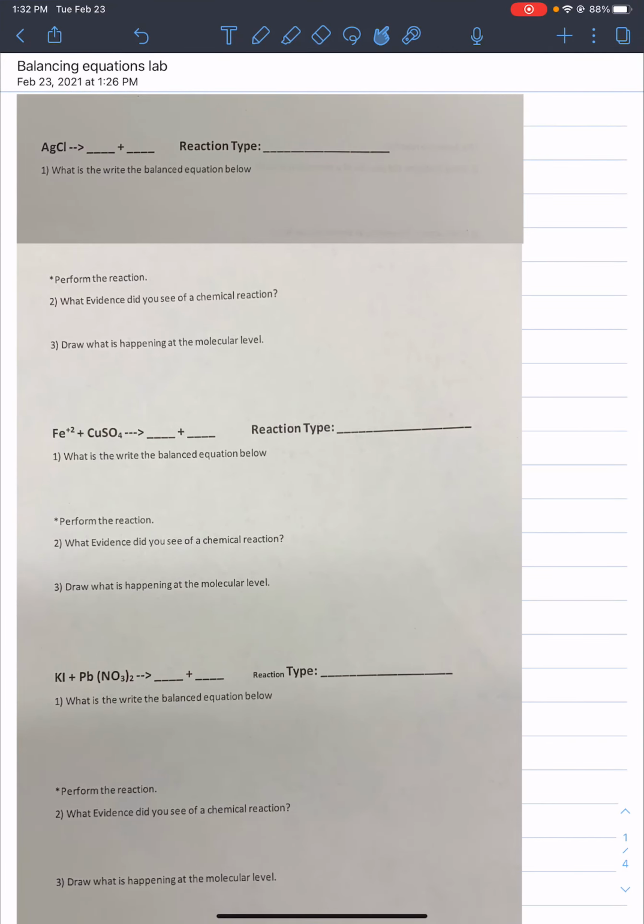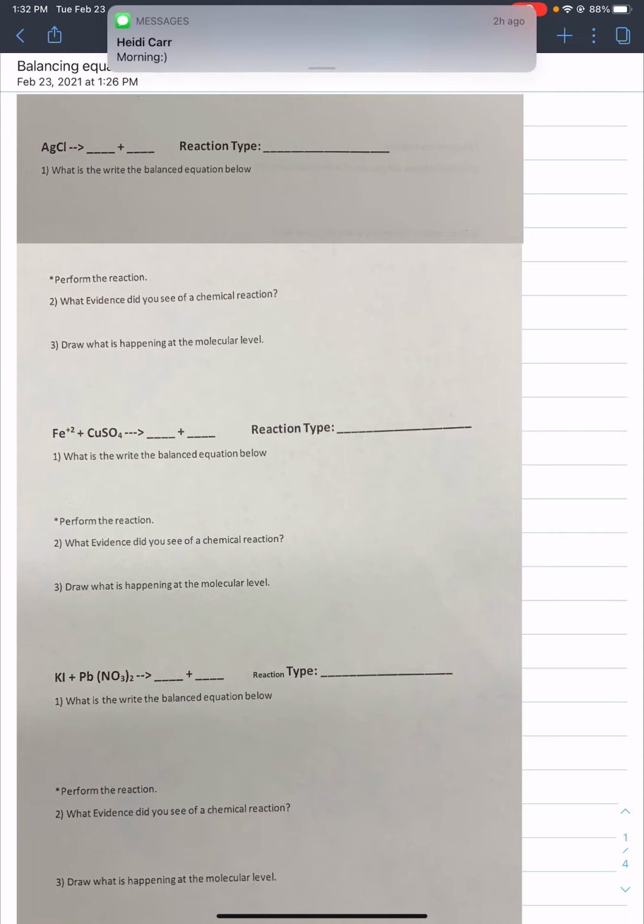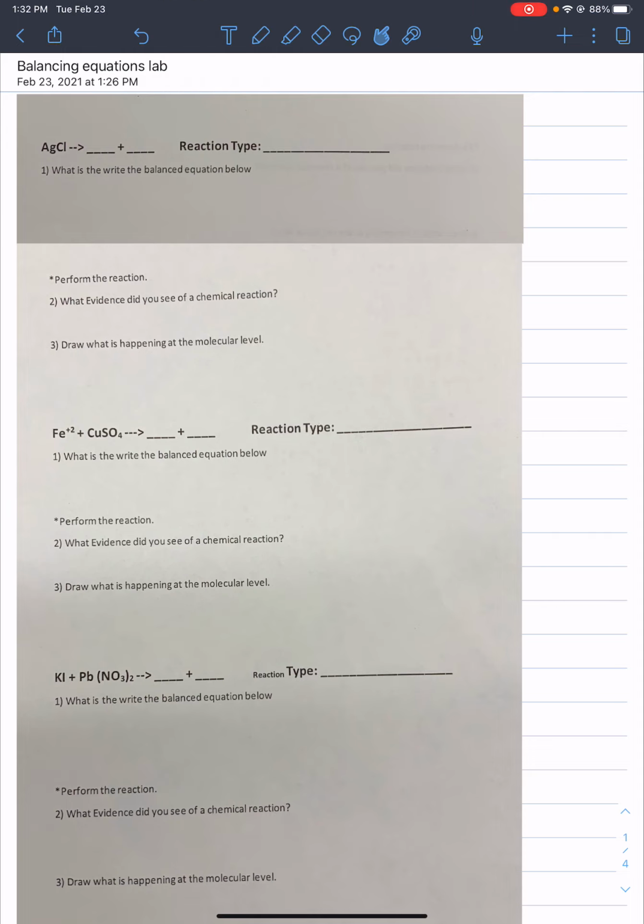So for this video, we are going to be doing predicting the products for the lab. If you're having trouble with this section, this is the video you should be watching. So watch the video if you need help predicting products. If you don't need help predicting the products, then watch a different video for the part you need help on.